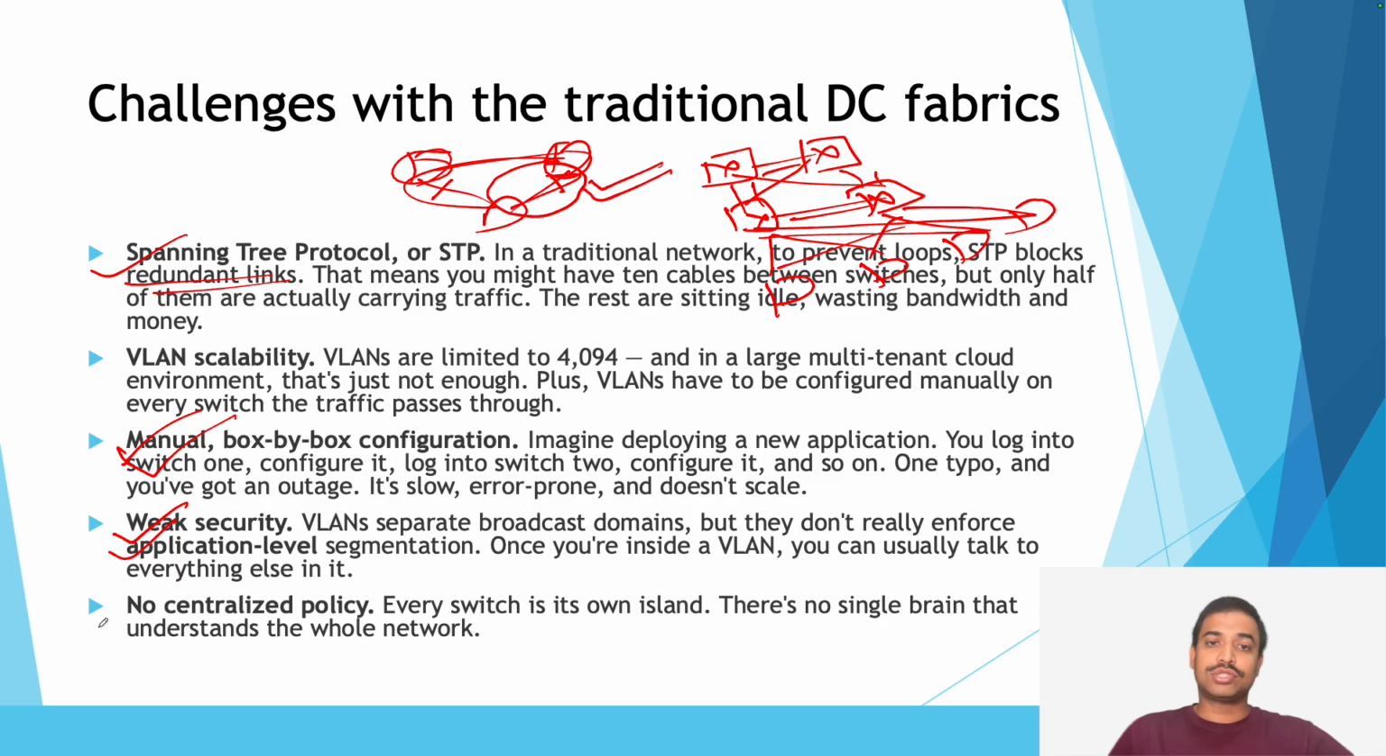The last but most important challenge was no centralized policy. Every switch is its own island. There was no brain which could see and understand the whole network and make policies on the basis of that information. There was nothing like that in the traditional network. We'll see how ACI is solving all these problems in the next slides.